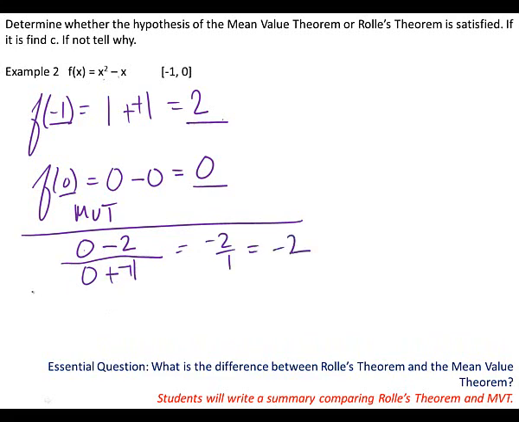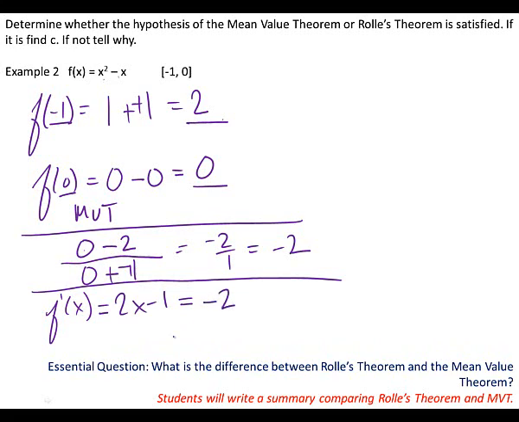-2. So now I have to take the derivative and set it equal to the slope. So what's the derivative of the original function? 2x minus 1. What are we going to set that equal to? -2. Okay. All right. And we're going to go ahead and move the -1 over. What do we get? I get -1. What do I need to do to get the x to the, or the 2 to the other side? Divide. And we know that the c value is really that x value that we solved for. Okay.